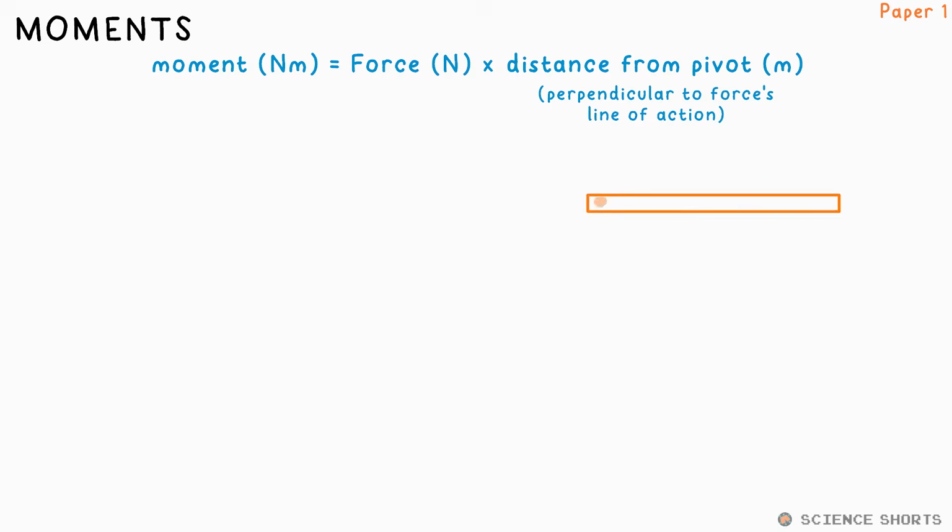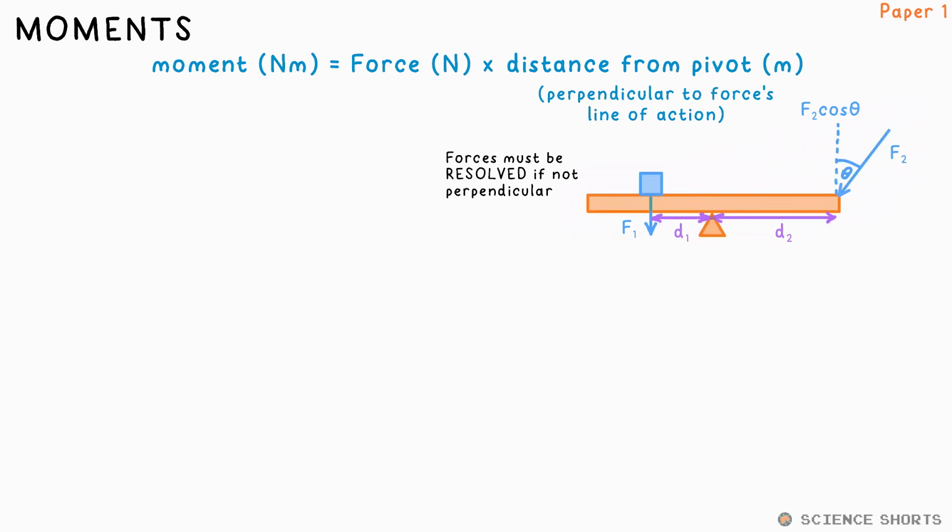A moment, or torque, is a turning force around a pivot. It's calculated by force times distance to the pivot, so its unit is newton meters. However, it's not the same as work done, as force and distance must be perpendicular in this case instead of parallel. If they're not perpendicular, you must resolve one of them, usually the force, by multiplying by sine or cos theta, depending on what angle you're given.